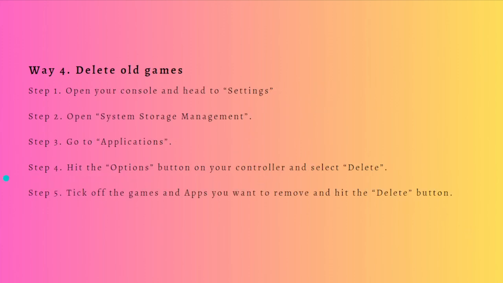And then lastly, what you can do is to delete old games. So if there is not enough storage space, you can clean some games that you will not play again. So to delete, you can do these steps. First, open your console and then head to your settings and then open system storage management and then go to applications. And then after doing that, hit the options button on your controller and then select delete. So tick off the games and apps you want to remove and then hit the delete button.